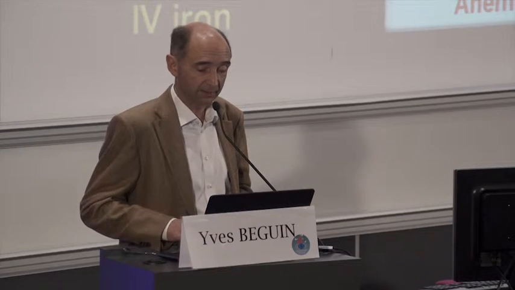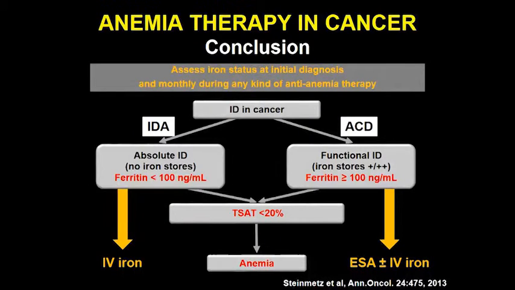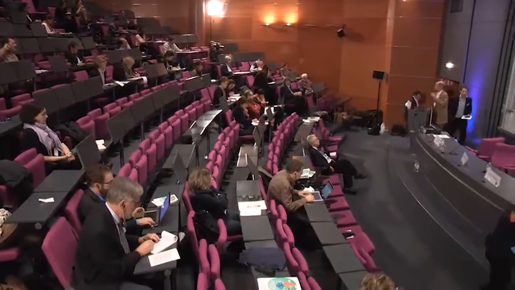So in conclusion, we have to assess iron status for patients when initial diagnosis occurs, and at least on a monthly basis once they've been put on anti-anemia treatment. There are two possibilities. Either there's an absolute iron deficiency, and ferritin is lower than 100 nanograms per milliliter, or in the case of functional iron deficiency, there are iron reserves, but ferritin is higher than 100 nanograms, and we find that IV iron will help with the saturation and the transferrin saturation, and we find that in a case of functional iron deficiency, EPO plus IV iron enhances better responses. Thank you for your attention.